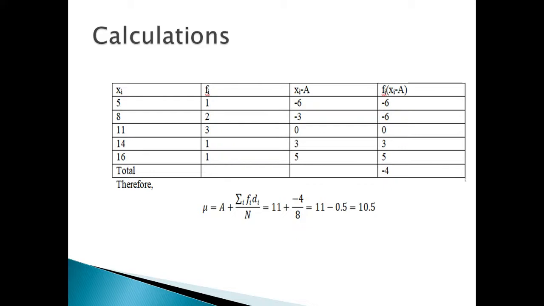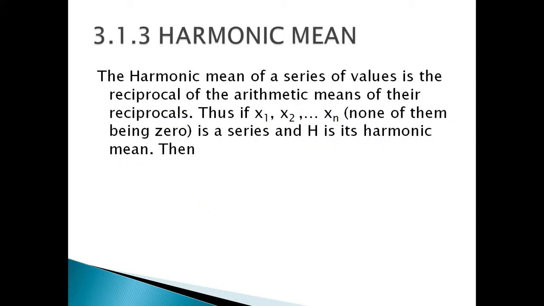To get this is so simple. This is fi times xi minus A. It is the summation of fi times the deviation. So that is how you get the assumed mean, which is equal to 10.5.